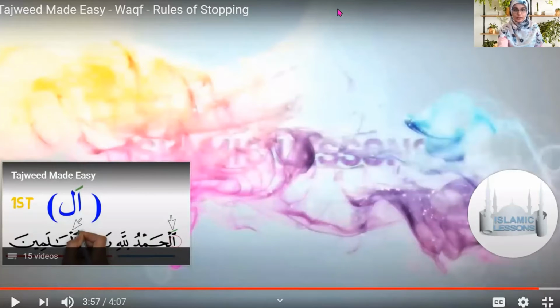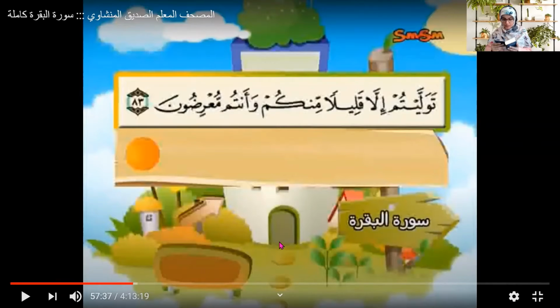So now we are ready to start Quran recitation. So we will start from ayah number 84 and we will recite up to the end of ayah number 93. So let's get started and recite 2 pages and try to apply all of the rules that you know so far, specifically the rules of waqf that you just learned. So, Bismillah ar-Rahman ar-Rahim.